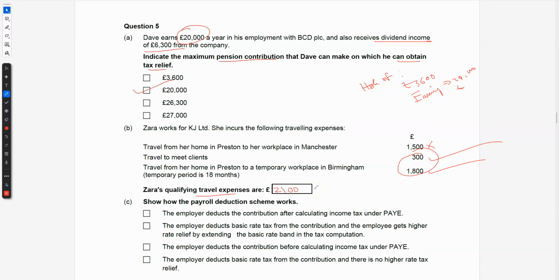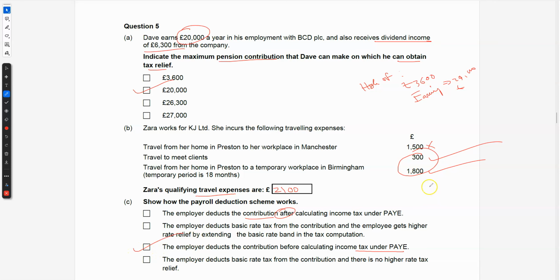The next one says show how the payroll deduction scheme works. Now the payroll deduction scheme works in a very simple way. Does the employer deduct the contribution after the income tax? No, we don't do that, because the contribution is always deducted before, not after, because we get the tax relief on that. Does the employer deduct basic rate tax from the contribution and get higher rate relief? No, we don't do that. The employer deducts the contribution before calculating income tax under PAYE. That's the true one, that's the right one.